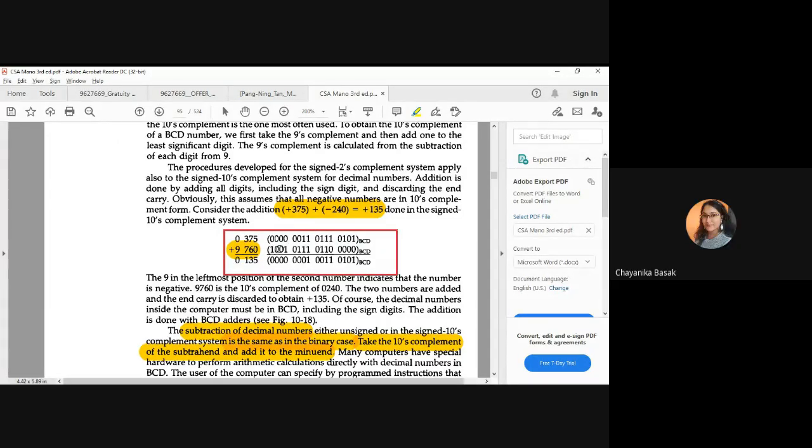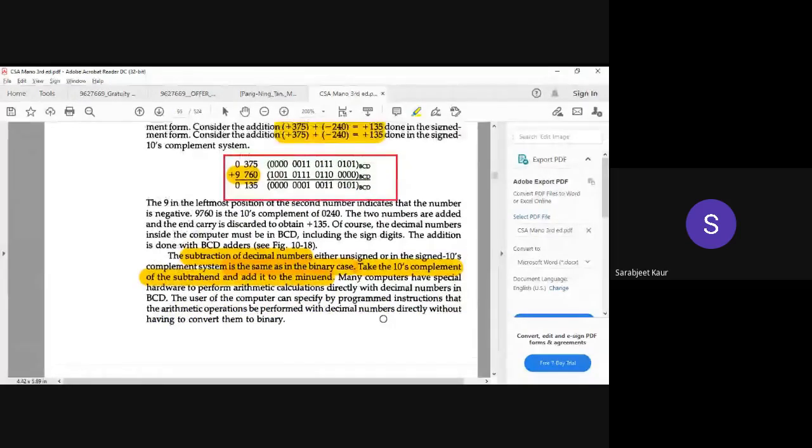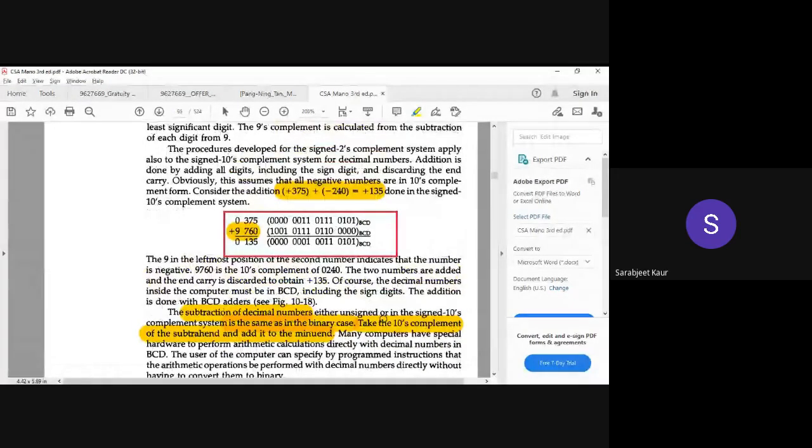Yes or no? Yes, ma'am. This is 9, this is 7, this is 6, this is 0, right? And then we simply add, as in the simple binary addition, right? So this is it. You should not get confused if you get a question saying add two numbers in BCD. It is a simple addition.